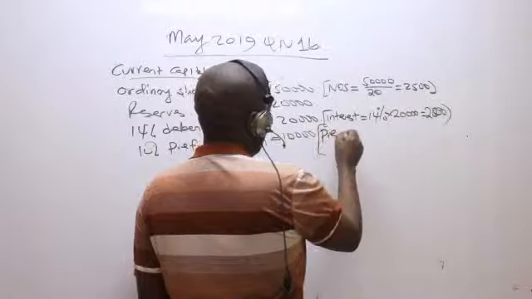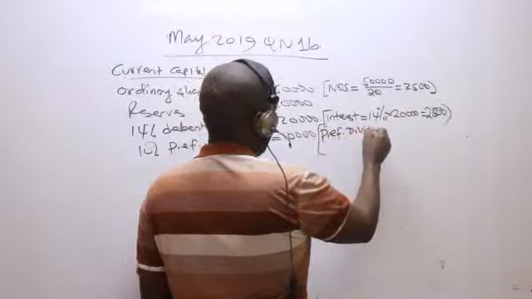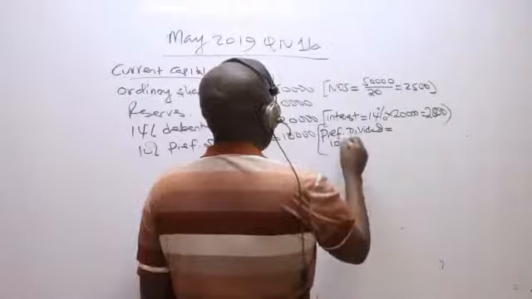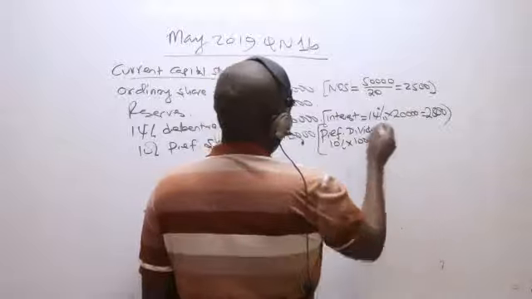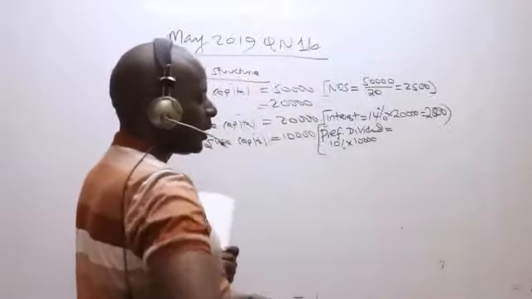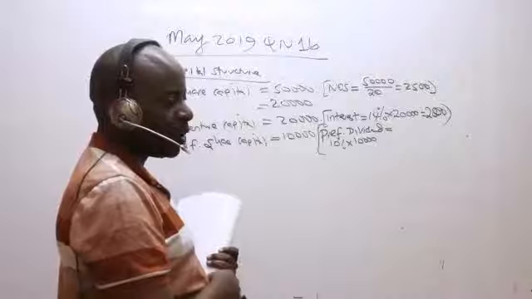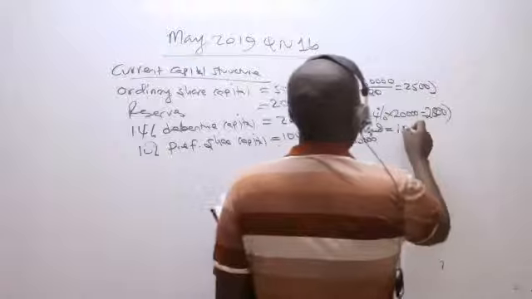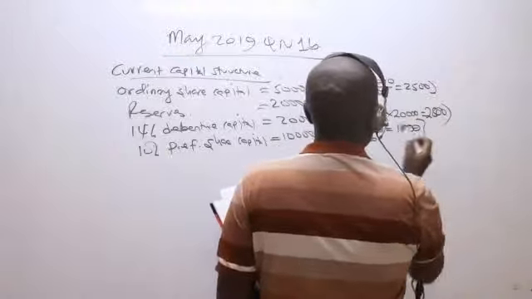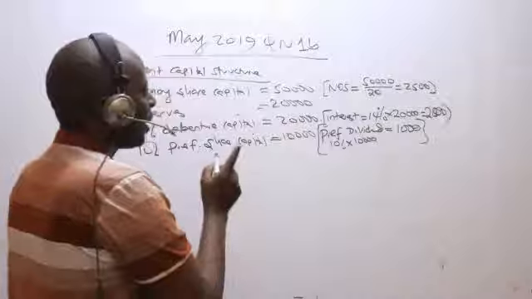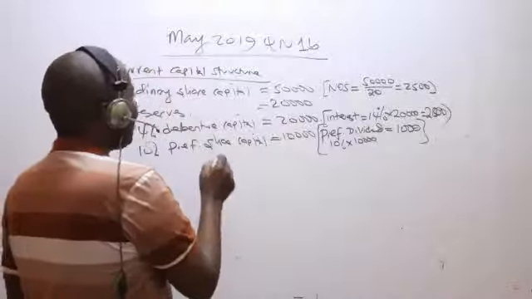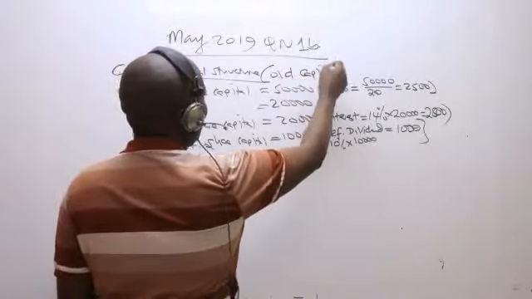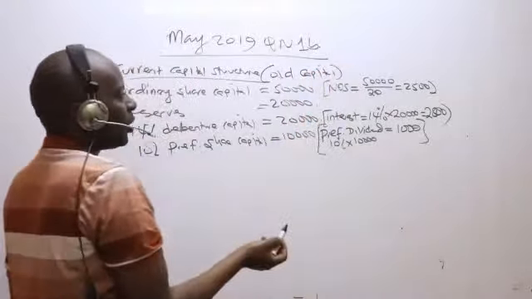And then of course, the preference shares attract a preference dividend. So the preference dividend will be 10% of 10,000. Which will give me how much, ladies and gentlemen? 1,000. Thank you very much. These are very important. The current capital structure is also what I call the old capital structure, the existing capital structure.